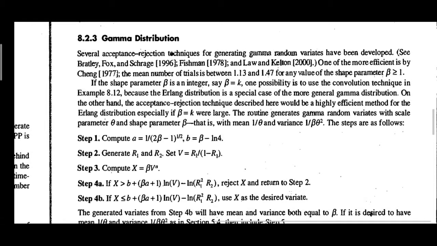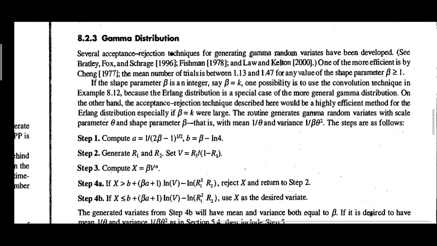Hello students, next is the gamma distribution. Several acceptance rejection techniques for generating gamma random variates have been developed. The different techniques are mentioned here: Bradley, Fox and Schrage, Fishman, and Law and Kelton. One of the more efficient ones is by Cheng, proposed in the year 1977.